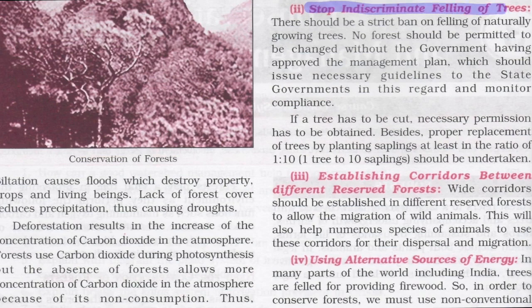Stop indiscriminate felling of trees. There should be a ban on felling of naturally growing trees. No forest should be permitted to be changed without the government management plan. The government should issue the necessary guidelines to the state governments in this regard and monitor the compliance. If a tree has to be cut, necessary permission should be obtained. Besides, a proper replacement of the trees by planting saplings at least in the ratio of 1:10, that is 1 tree to 10 saplings, should be undertaken.